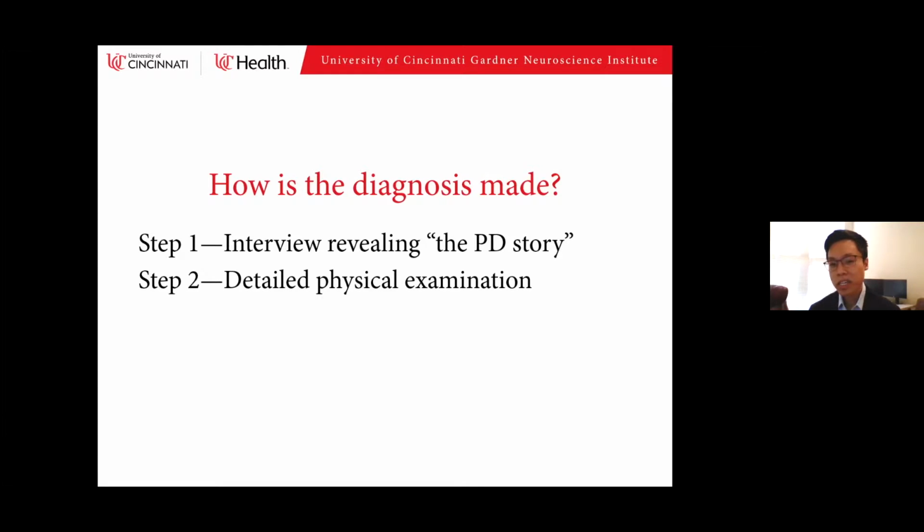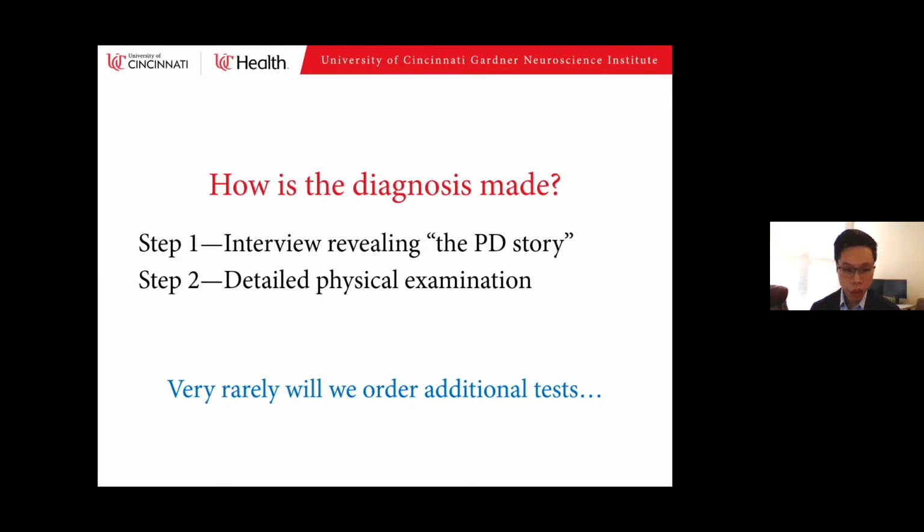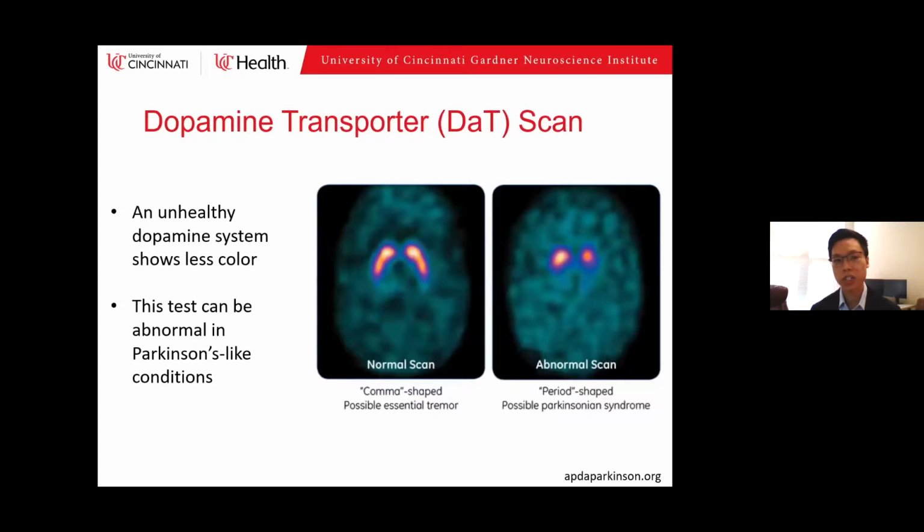Very rarely after these two steps will we order additional tests. If the story fits, if the examination fits, we've met criteria for the diagnosis. But every so often, and over the last 2 years I can only count maybe on two hands the number of times, I've ordered this test you might have seen. It's a dopamine transporter scan, or a DAT scan.